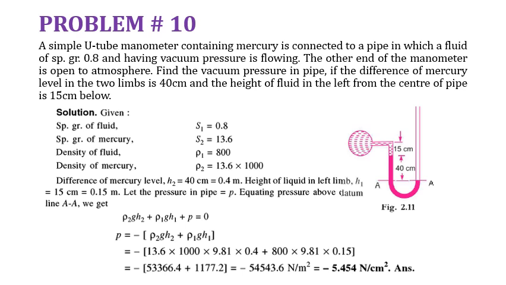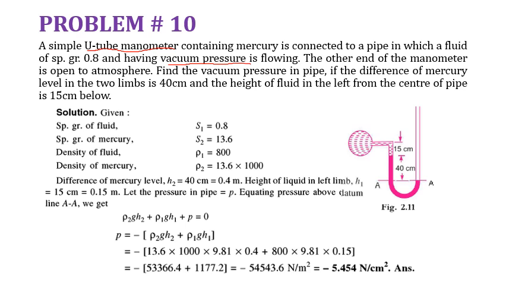So in this problem the figure won't be provided to you. In the statement, the description is sufficient to draw the figure yourself. They have given that it is a U-tube manometer in which an oil of specific gravity 0.8 is flowing and it has vacuum pressure. So this has been insinuated, that it is vacuum pressure.